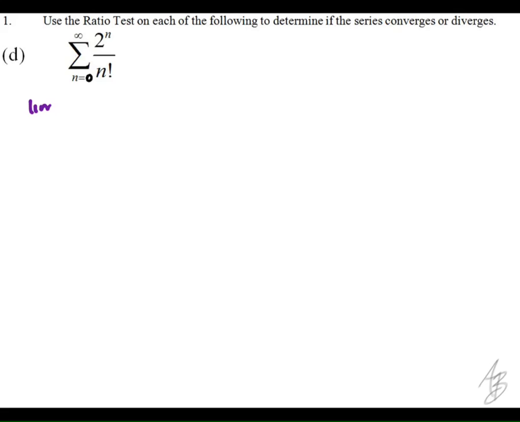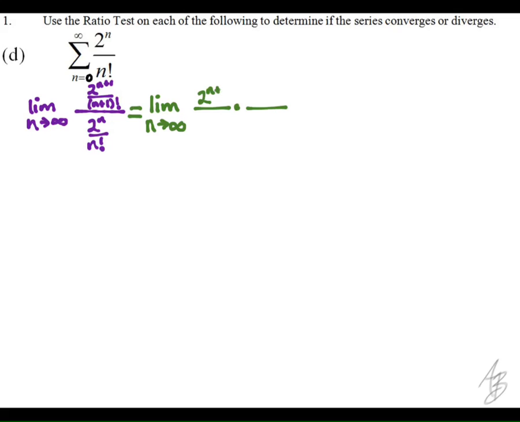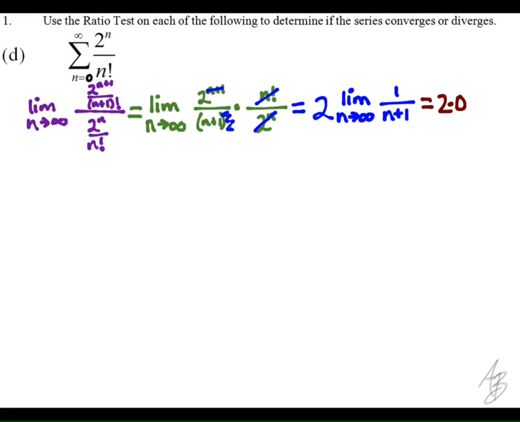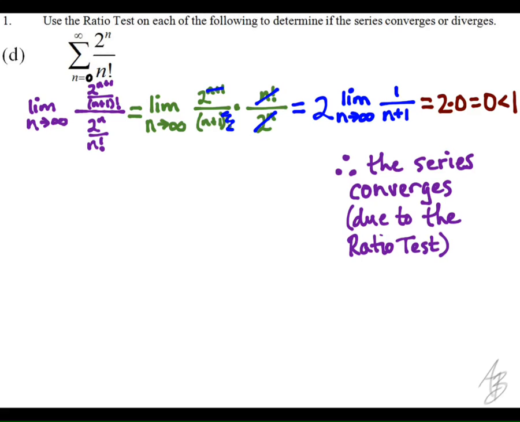And for part D, same thing, we set up our limit. This one also involves factorials. Factorials cancel nicely in these ratios, and so we end up with 2 times the limit as n approaches infinity of 1 over n plus 1, which is going to be 0, so we get 2 times 0. And since 0 is less than 1, this series will converge due to the ratio test. Points were given again for the answer of a converging series, for the setup, and then also for the inequality.